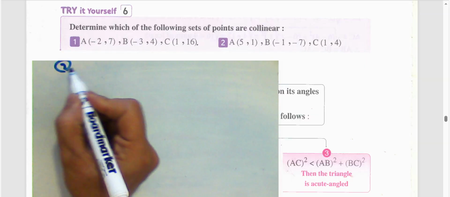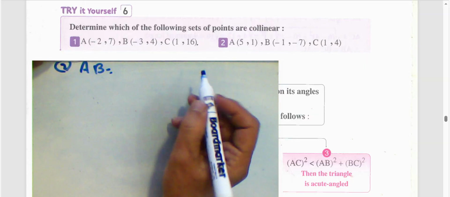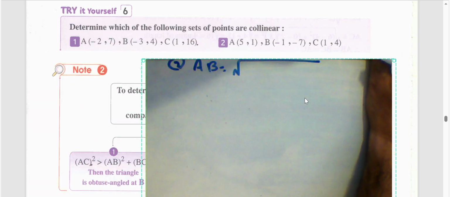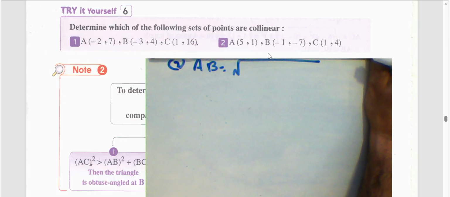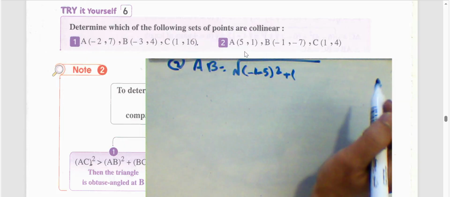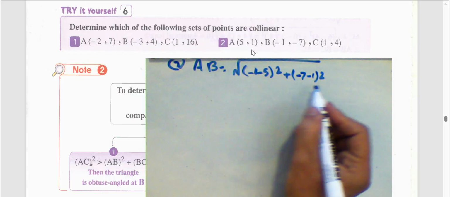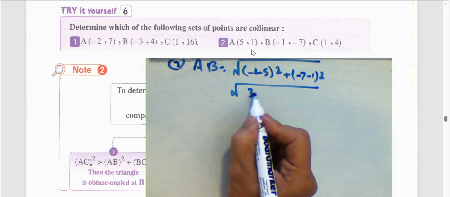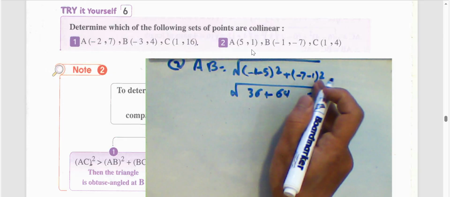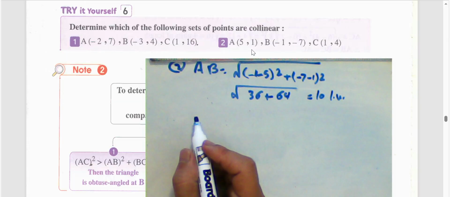Number 2, we can find the length of AB first. A and B here, negative 1 minus 5, all power 2, and negative 7 minus 1, all power 2. Then we can complete. Negative 6 power 2 is 36. Negative 7 minus 1 is negative 8, power 2 is 64. The result will be square root of 100, equal to 10 length units, which is AB. And BC.